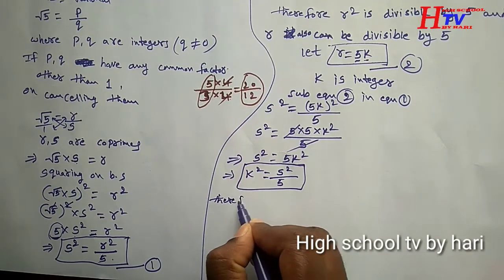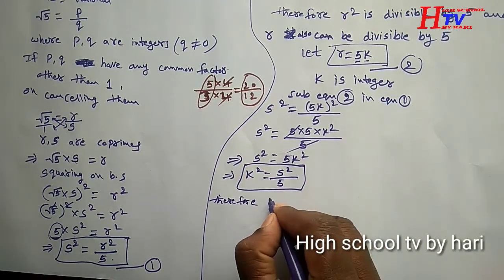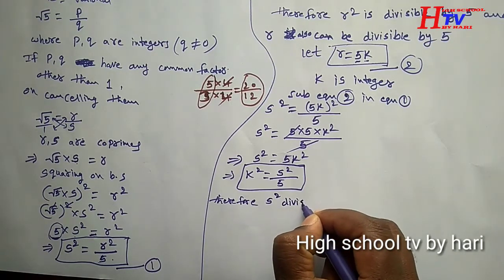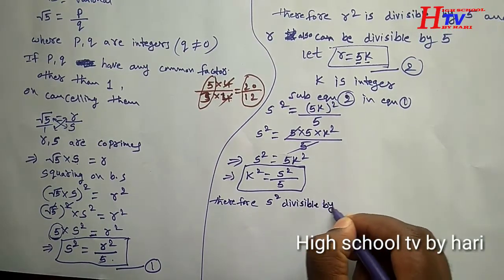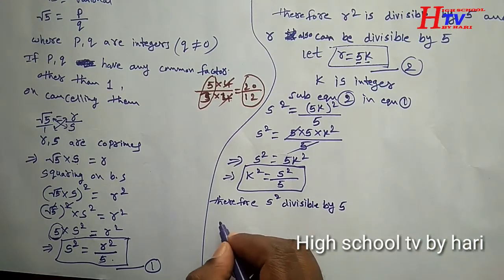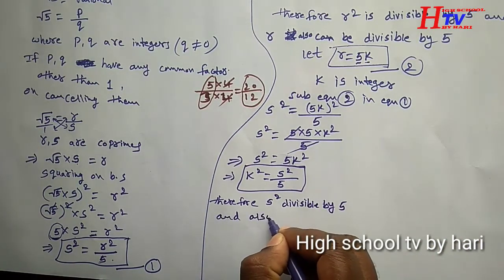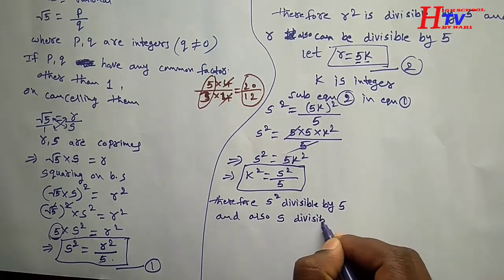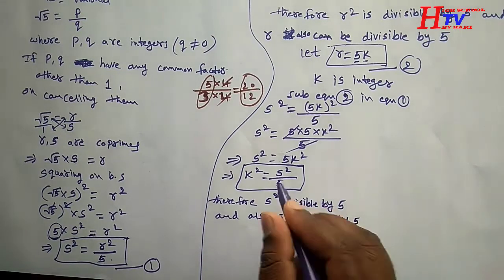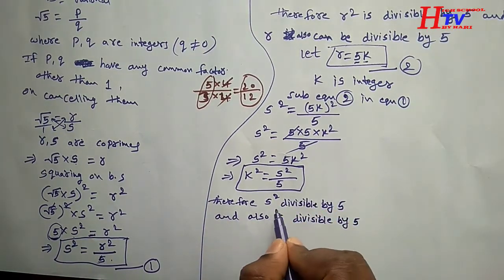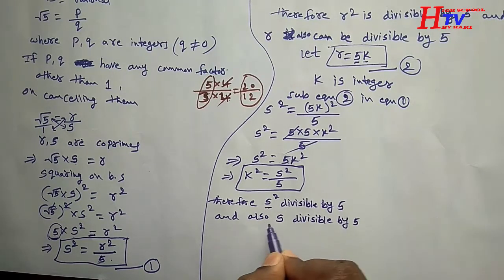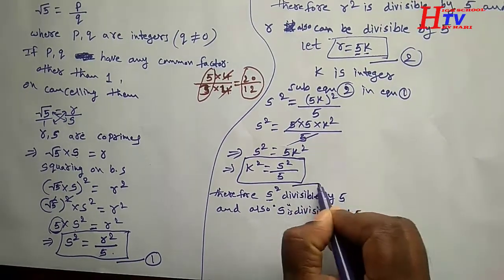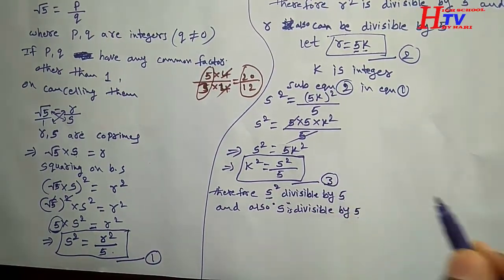Therefore s square is divisible by 5, and also s is divisible by 5. Say it is equation number 3.